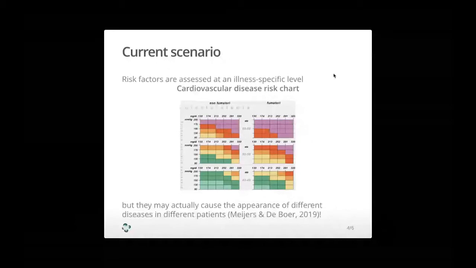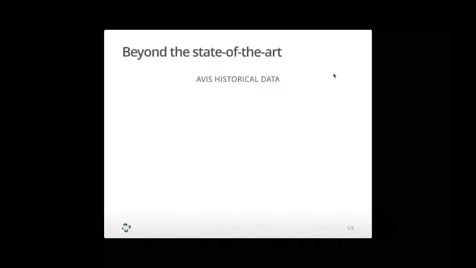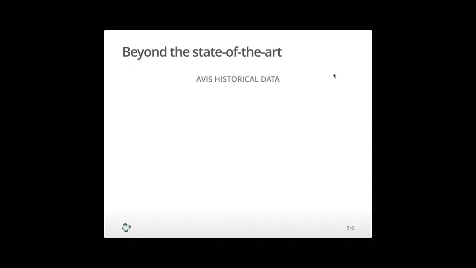Then you have age, cholesterol, and blood pressure level, which are all factors that clearly affect the risk of developing a cardiovascular disease. However, it has recently been discovered in the literature that these risk factors may cause the appearance of different diseases in different patients. Therefore, we would like to move beyond these illness-specific charts and build, beyond the state of the art, a global risk assessment model through the usage of Avis historical data.